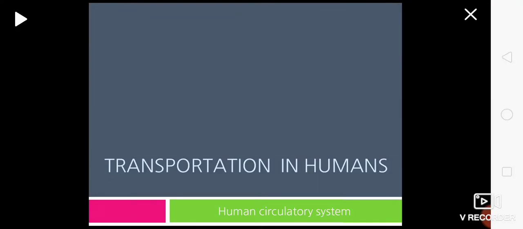Hi children, we are moving to our next topic, transportation in human beings. This is an important topic. I am dividing this topic into 3 or 4 sessions. In the first session we are discussing the circulatory system and its parts, then the structure of the heart.